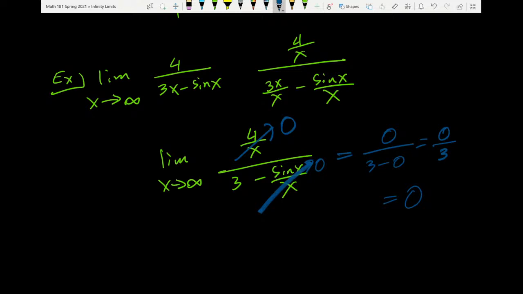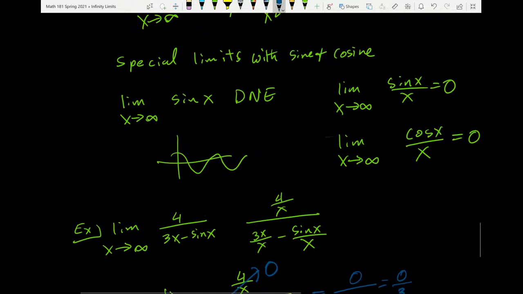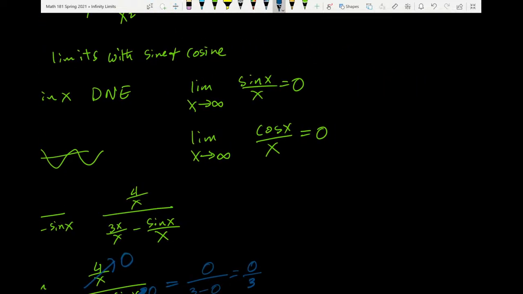What happens to sine? Oh, this is the rule we're using. The limit as x goes to infinity of sine x over x goes to 0.